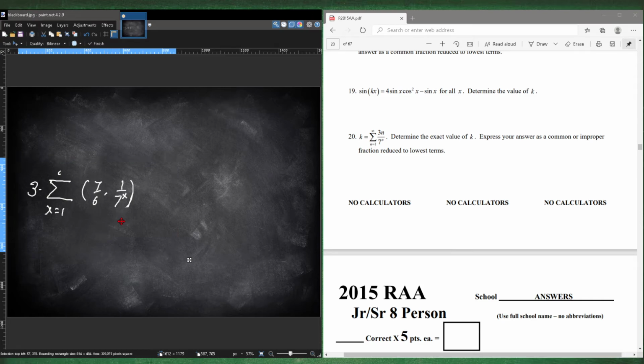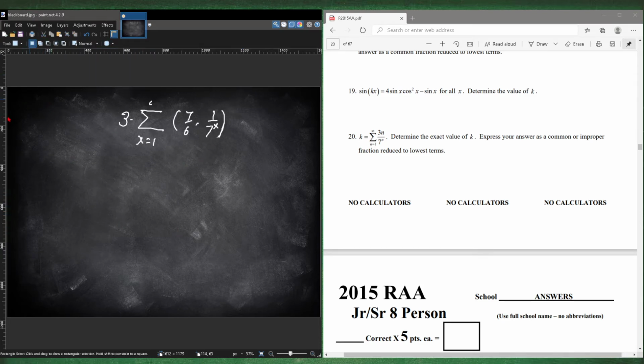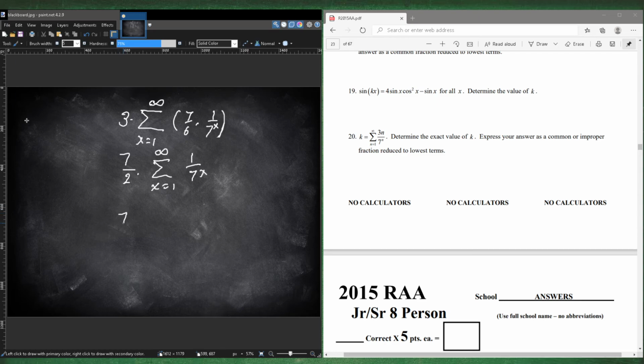Okay, so we have this, and now this seems way simpler, right? Now you could move the 7 over 6 outside. So 7 over 6 times 3 is 7 over 2, times the summation from x equals 1 to infinity of 1 over 7 to the power of x. And this is just an infinite geometric series, which is 7 over 2 times 1 over 7, because x equals 1, divided by 1 minus the common ratio, which is 1/7. So it'll be 7 over 2 times 1/7, divided by 6 over 7, which is the same thing as multiplied by 7 over 6.